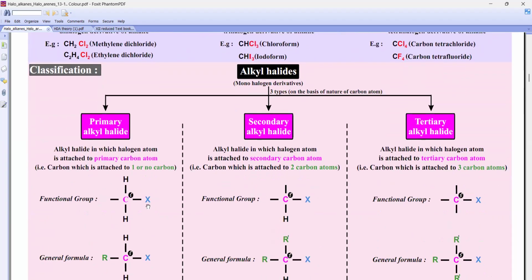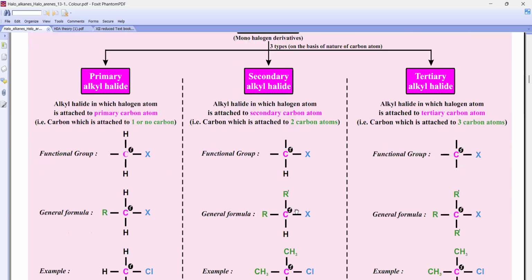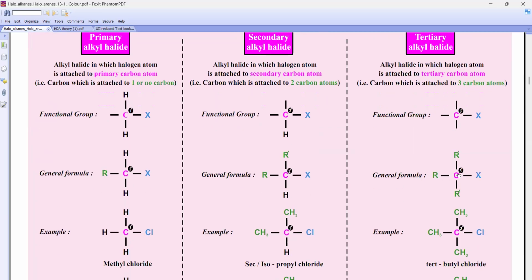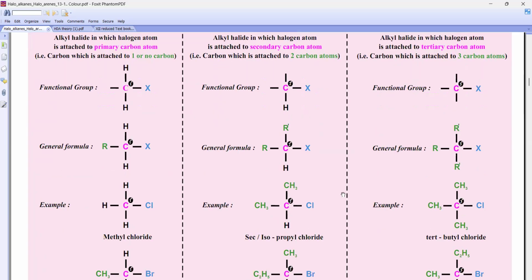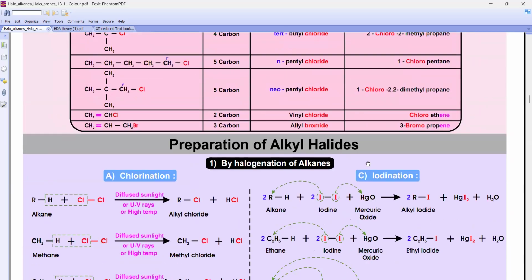Then we have studied what is primary. When my halogen is attached to a carbon which is further attached to one carbon, then it is known as primary. When it is attached to a carbon which is further attached to two carbons, it is known as secondary. When attached to a carbon further attached to three, it is known as tertiary. Then we did IUPAC classification and we started with the preparation.